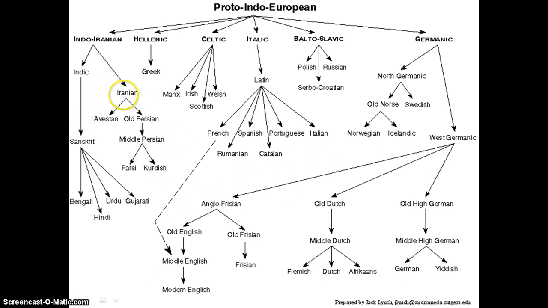But again, you take any of these languages, whether you're looking at Farsi or if you're looking at Hindi, you can kind of see historically where it came from, and also think of the diffusion of language and geographically how it spreads across the landscape.